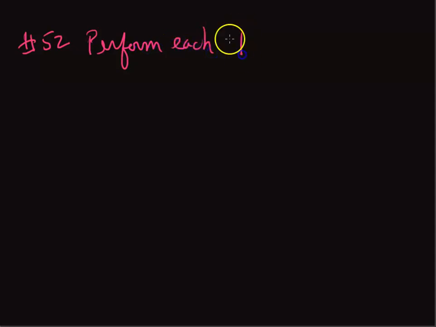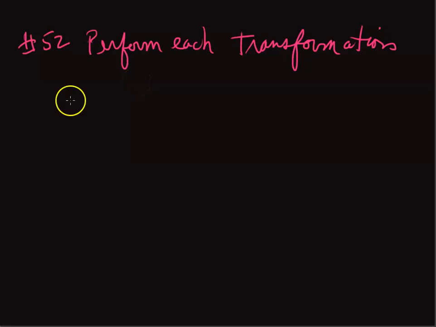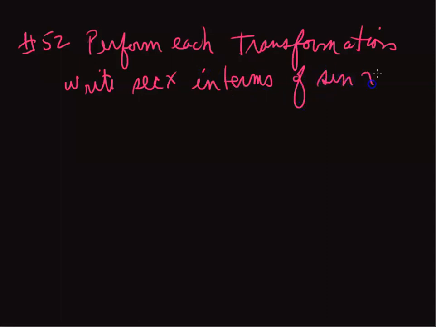Okay, number 52. Now the directions for these is perform each transformation. That's a step also. Write secant x in terms of sine x.